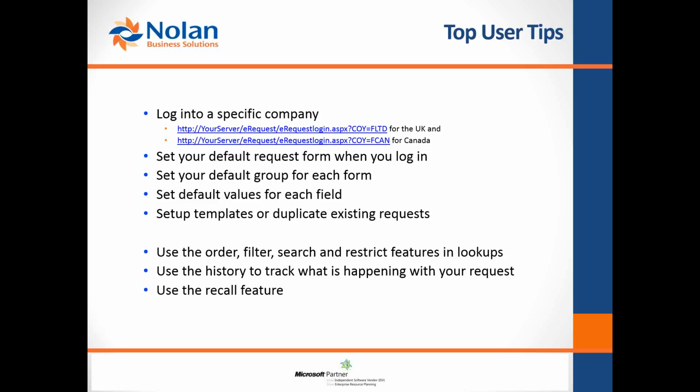And then I'll go through and I'll talk about setting up templates and duplicating existing requests, which means that if you're buying something on a regular basis, you don't need to type anything. You can just duplicate an existing request and send that through for authorization. So let's go and have a look at those 4 items on the system. Show you how to do that.